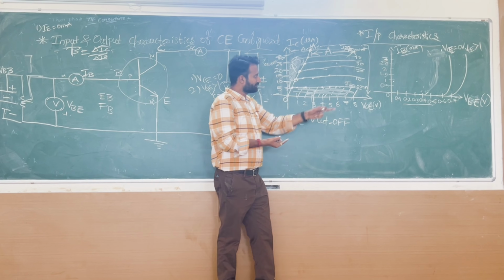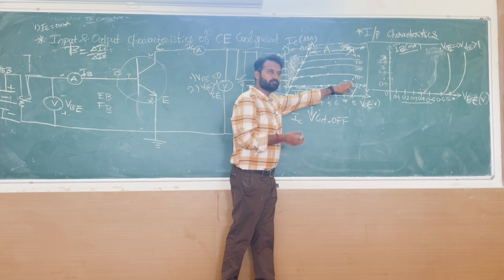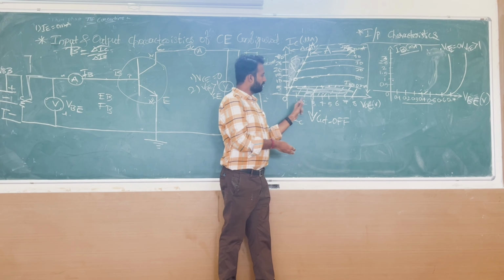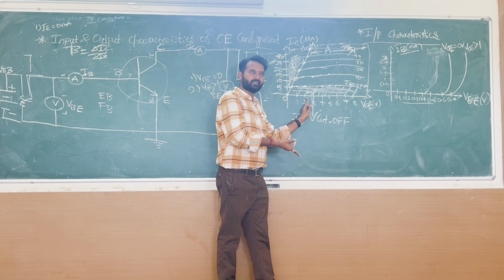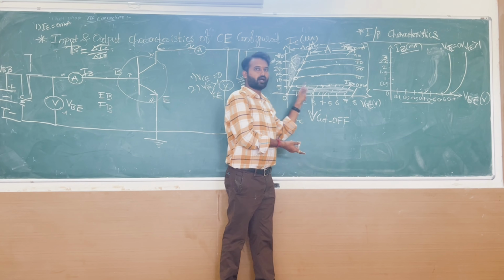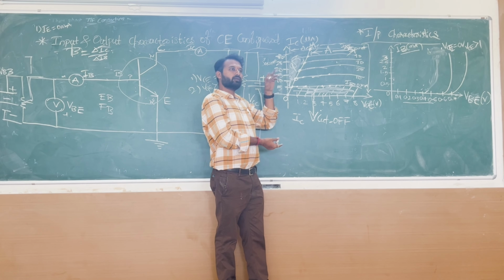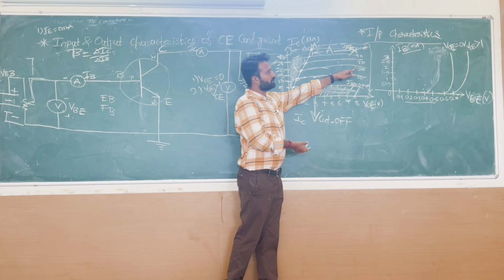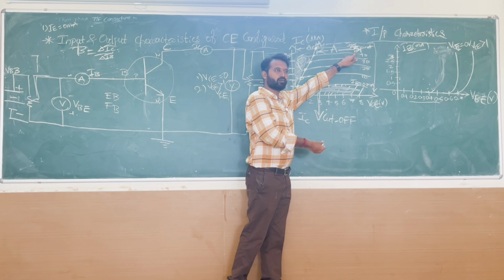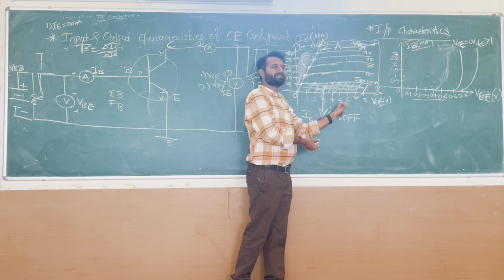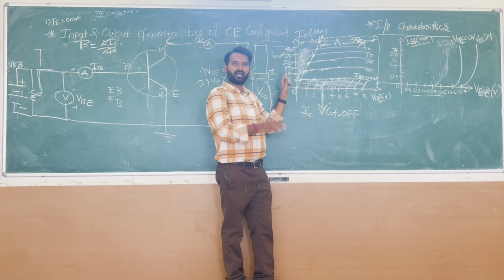My second case, IB is equal to 10. Keep it as constant. We will vary VCE. You will repeat it: 1, 2, 3, 4, 5, 6. Again you will note down IC. Third case, 20, 30, 40, 50. Like that you will repeat. You will vary VCE and you will note down IC.